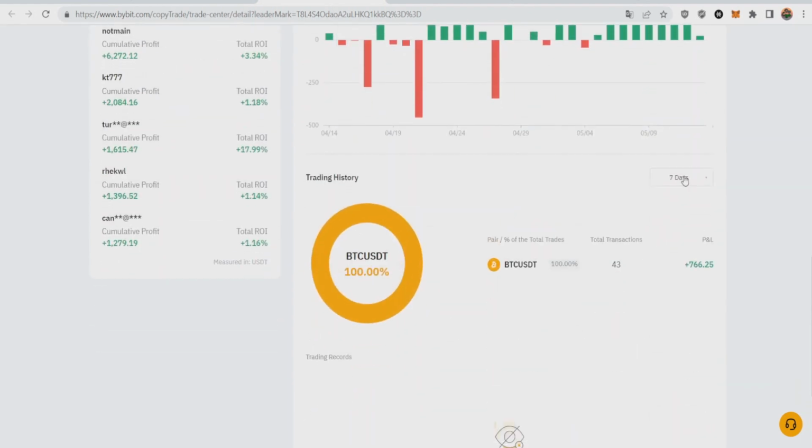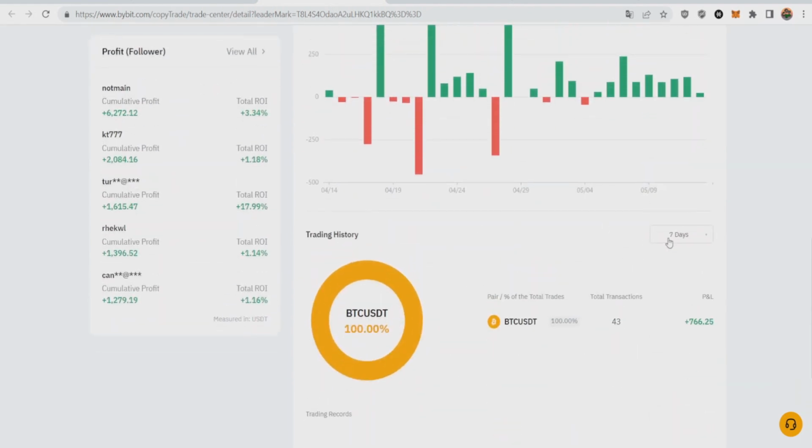Another big thing you need to do is scroll down, click on the 30 days and make sure they're doing at least like 40-50 trades a week, so 160 to 200 trades over the 30 days, because they might have a high return of investment, but if they only trade like 2-3 times a week, you won't make any big money. It all depends on how many trades.